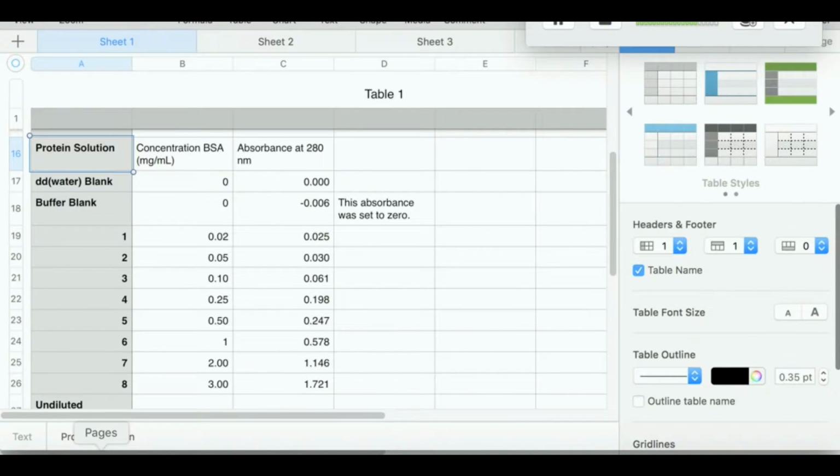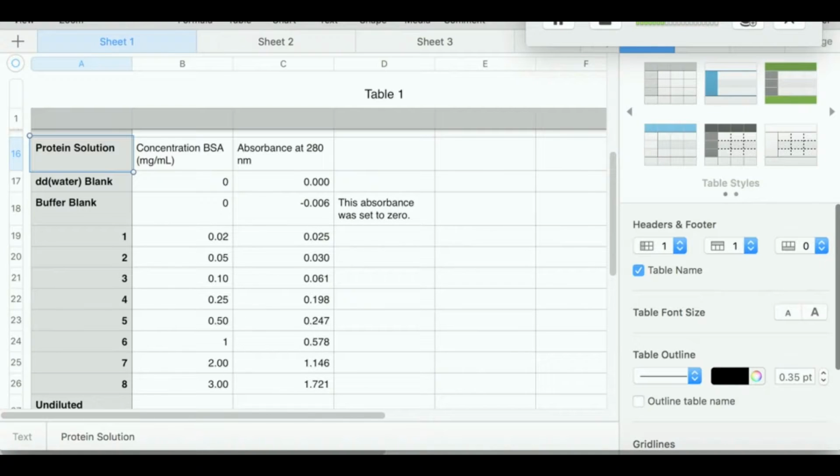Water does not absorb anything at this wavelength, 280, so you should get 0. Now, then I ran the buffer, all right? The buffer also has a concentration of 0. I got an absorbance of negative 0.006. That's fine, even though it doesn't make any sense, because what you can do with this buffer, with this blank, is there's a way you can do this on all spec machines.